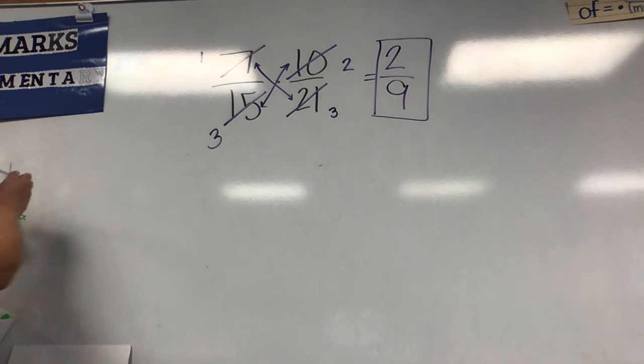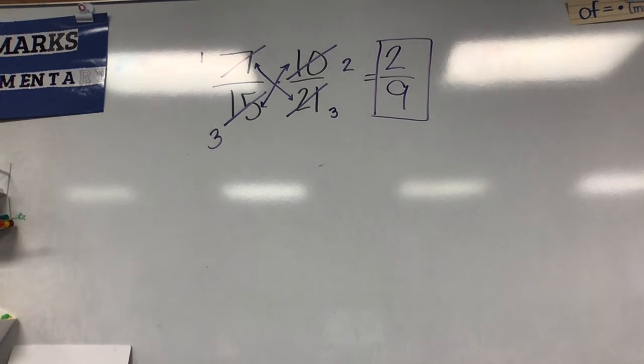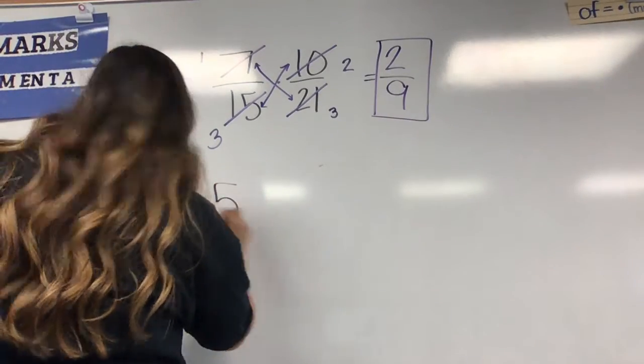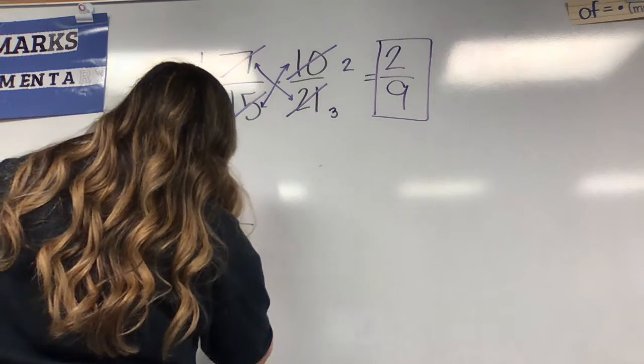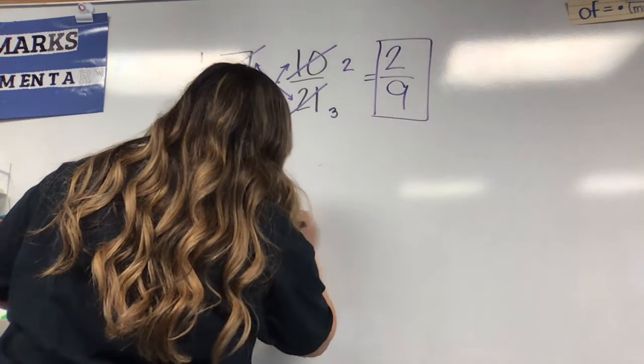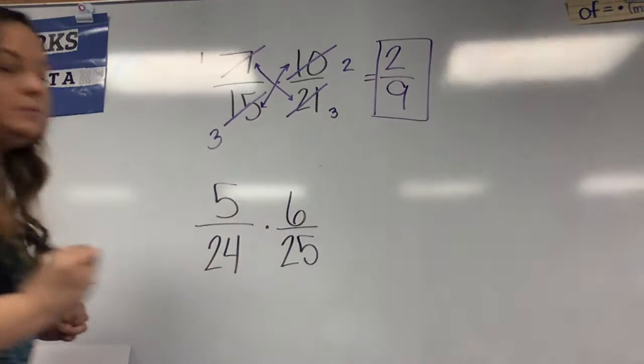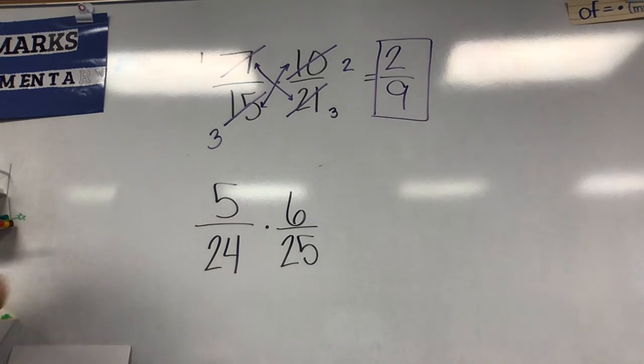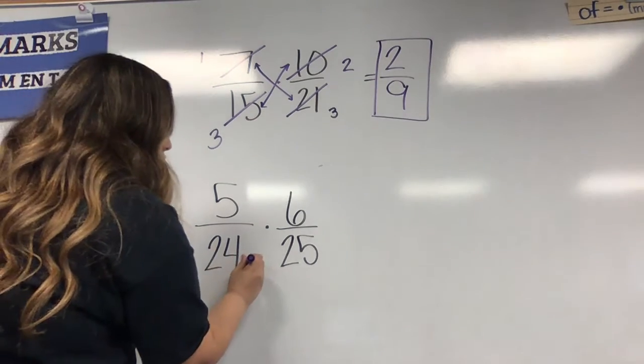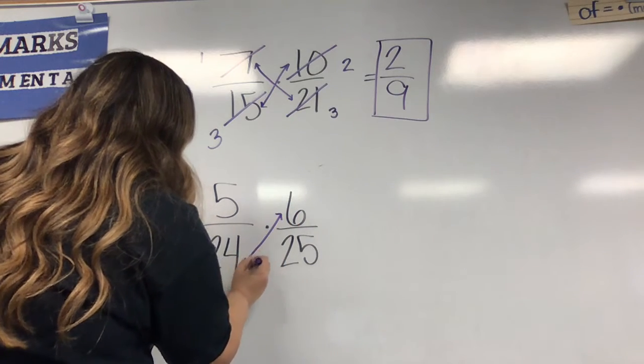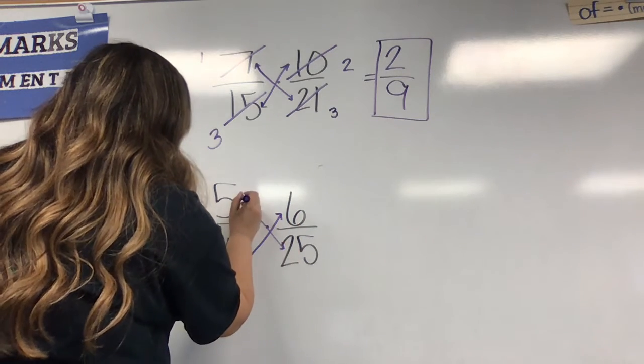All right, let's do one more together, and hopefully that helps. I'm looking at problem number 9 on page 79, and that is 5/24 times 6/25. Remember, we do everything crossed. So this denominator is going to work with this numerator. This numerator is going to work with this denominator.